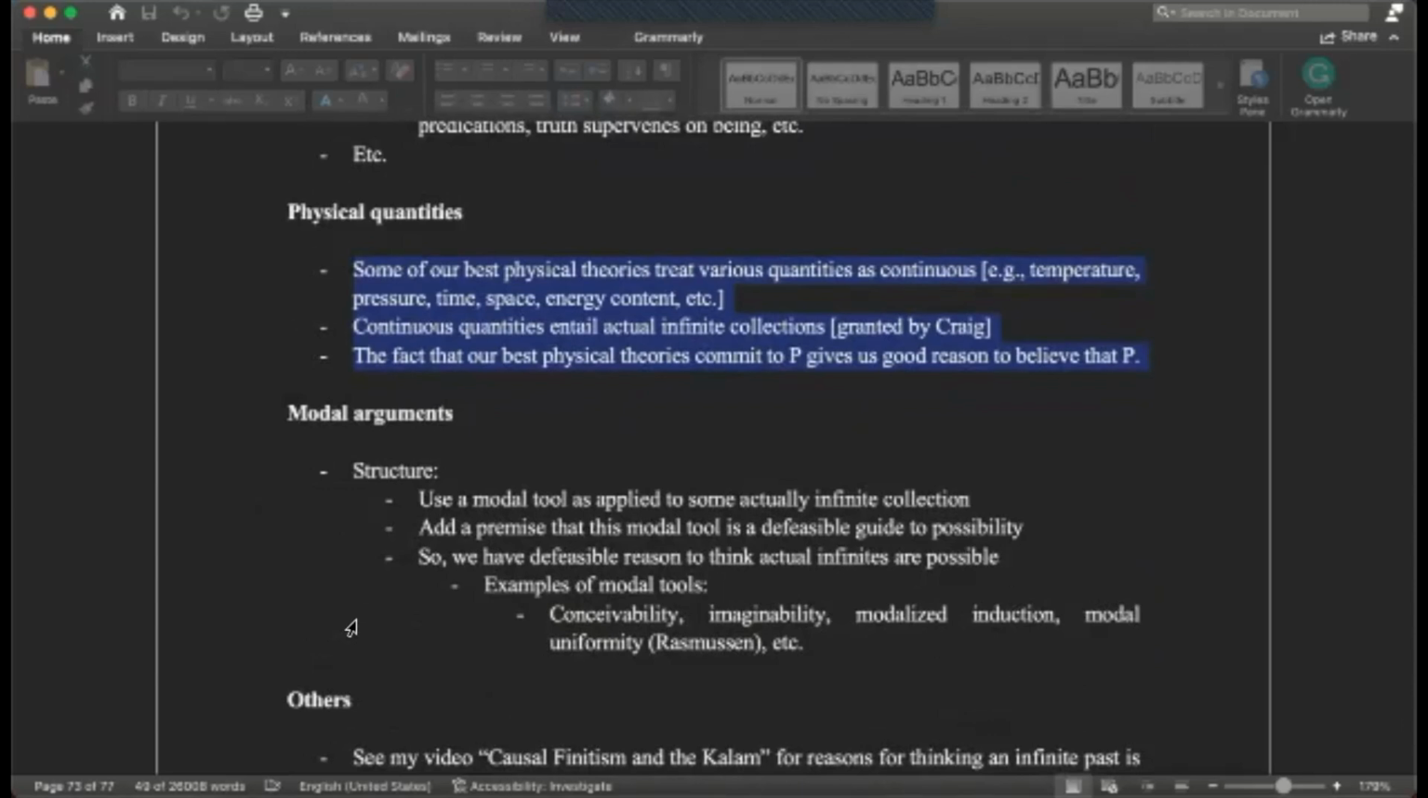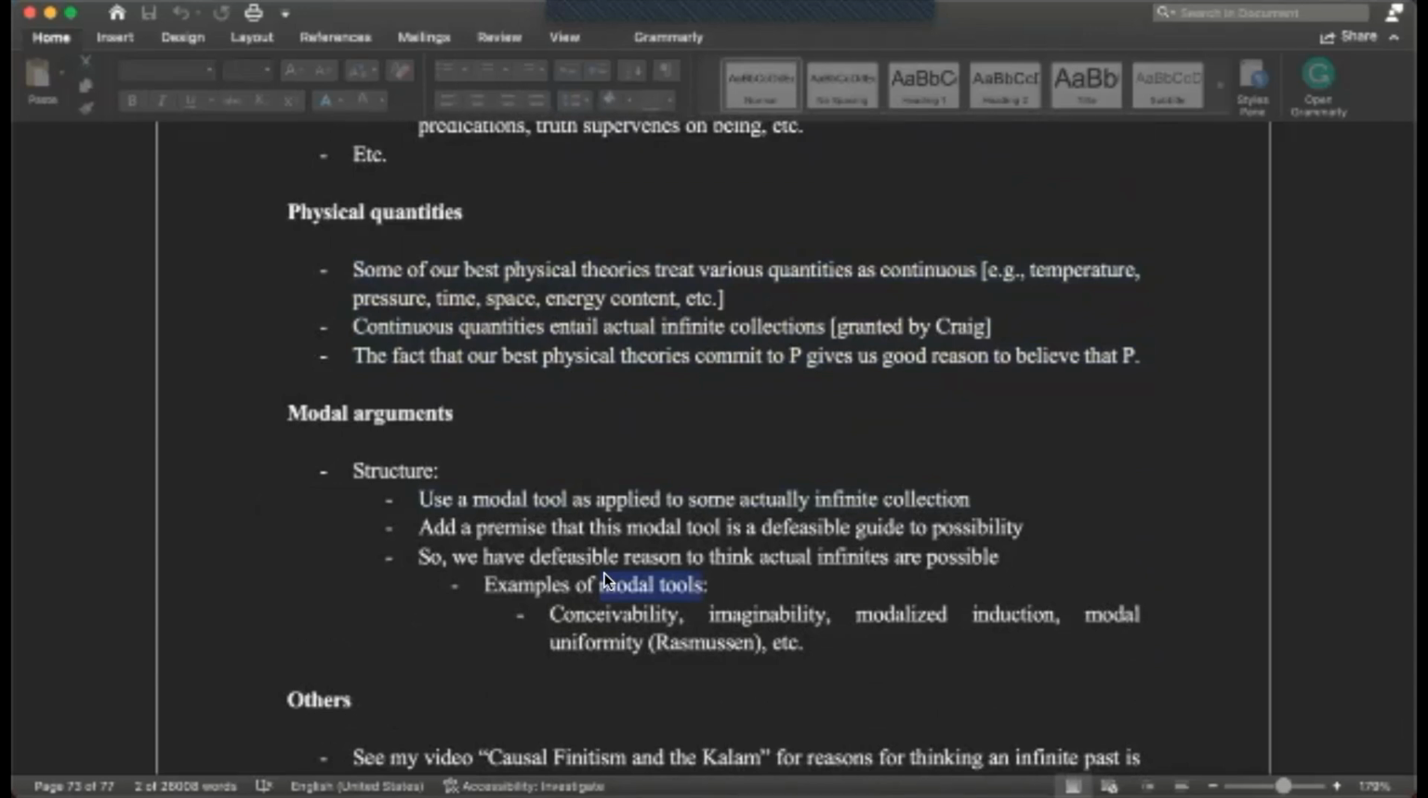Still further, you have modal arguments for the possibility of actually infinite collections. Their general structure is that you use a modal tool as applied to some actually infinite collection. You then add a premise that this modal tool is a defeasible guide to possibility, and so we have a defeasible reason to think that actual infinites are possible. What are some examples of modal tools that you could use? Oh, well, you could say certain actually infinite collections are perfectly conceivable, perfectly imaginable.